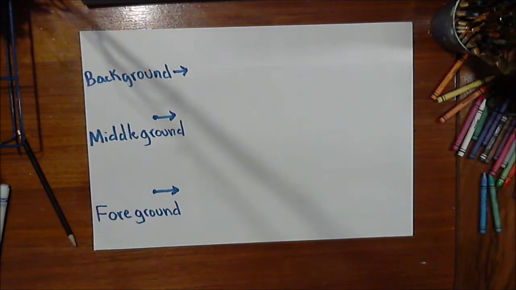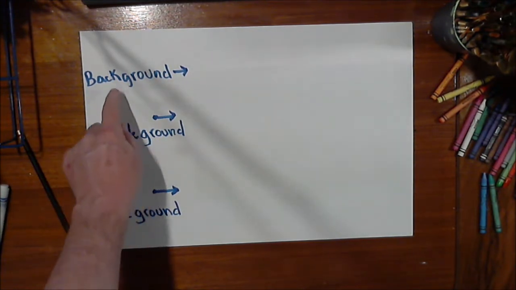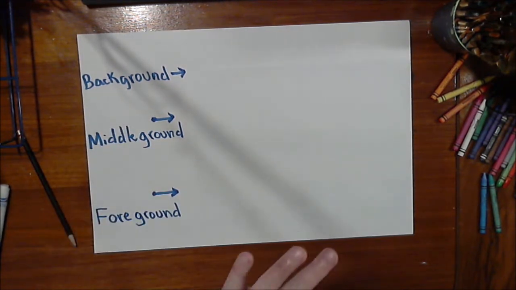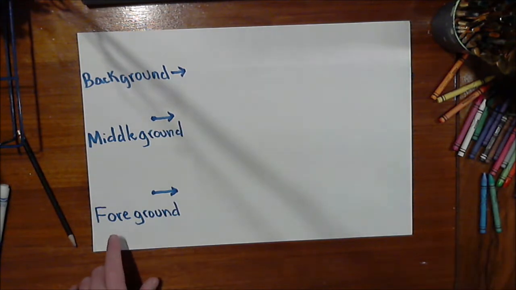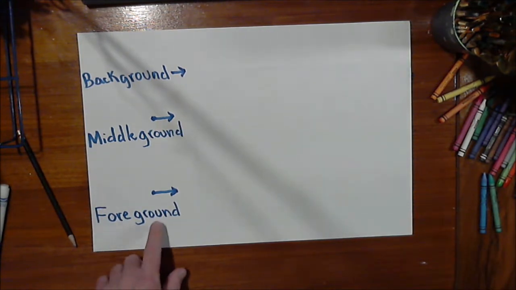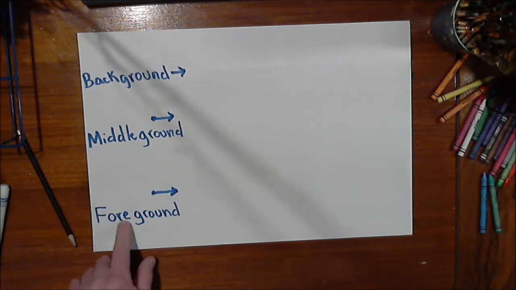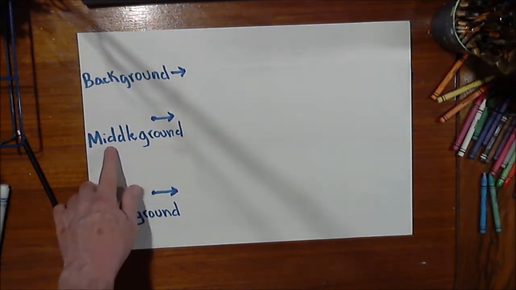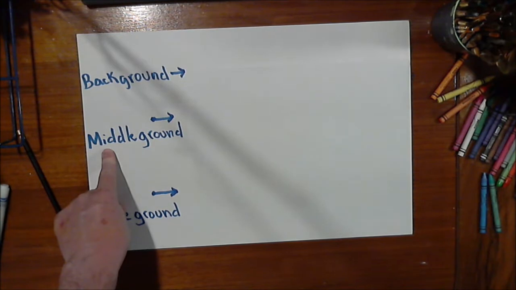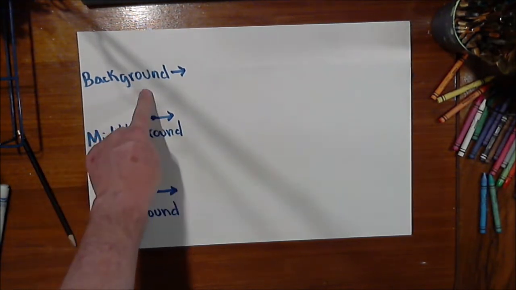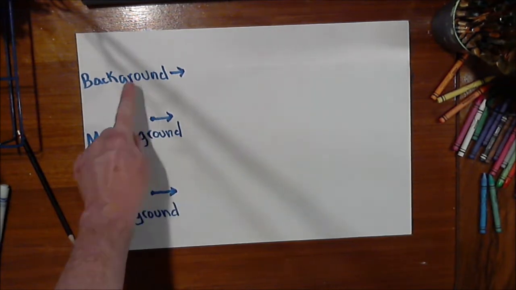So if I wanted to make a picture using foreground, middle ground, and background, I would have to draw 3 grounds. Now, can you look at the words foreground? Sounds like front. Middle ground. Can you guess where the middle ground is? If you said the middle, you're right. And background, can you guess where that one is? Of course, it's in the back.